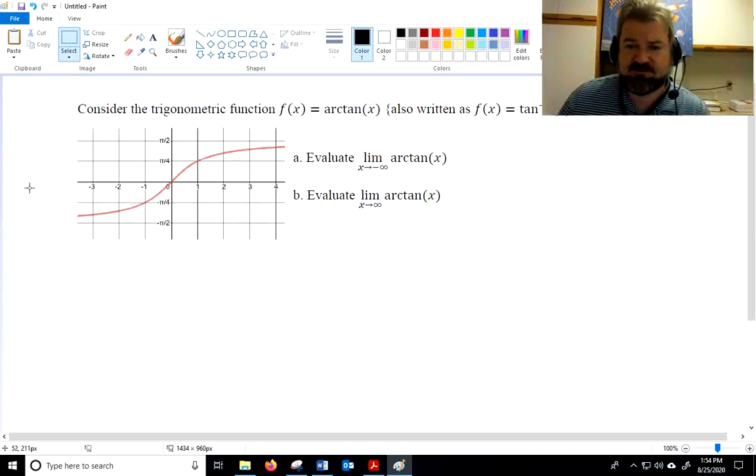So here's the arctangent function. The arctangent function, by the way, is sometimes written tan inverse with that little -1 symbol. I usually like to use arctangent, but you need to know both because you'll see both. All right, the limit as x approaches negative infinity.